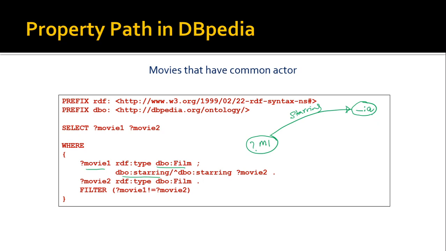And you have this property in the path followed by the reverse of starring, right? And what you have here, you have movie 2, right? And these two movies are connected via this actor. So these two movies have a common actor. So you can establish a relation like this, like, say, has common actor, right?